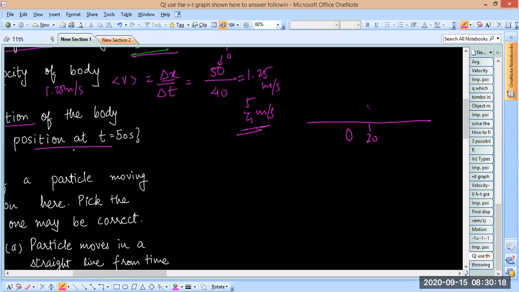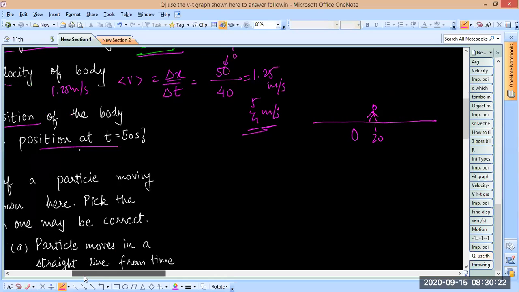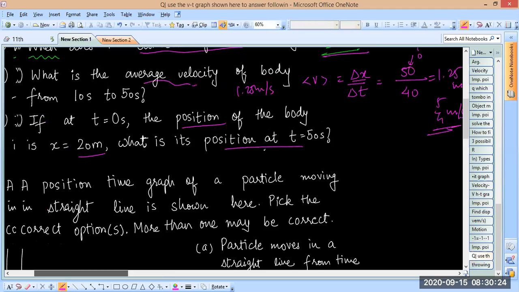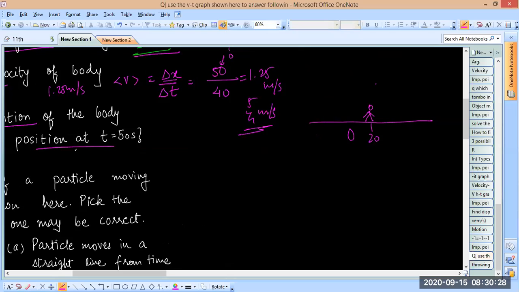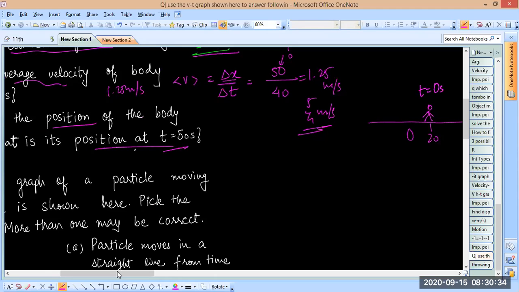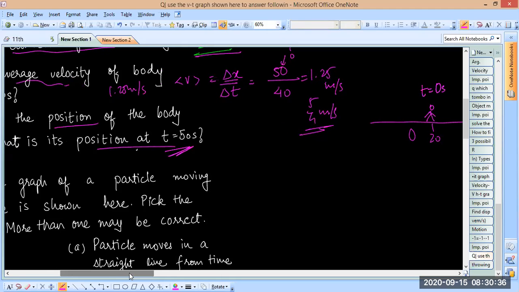So this is where the body is, right? Here is where that person or object is, when time is t equal to 0, means at start. Now we have to find where is the particle or where is that object at 50 seconds, right?